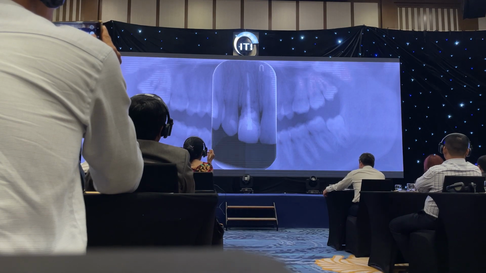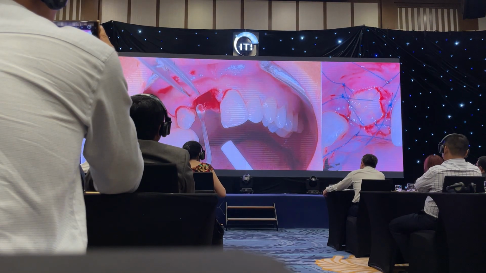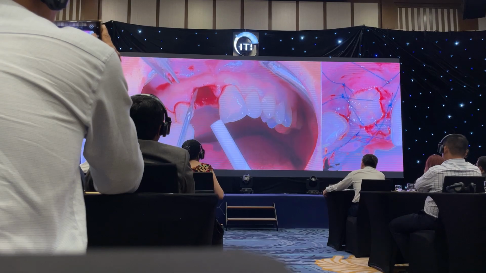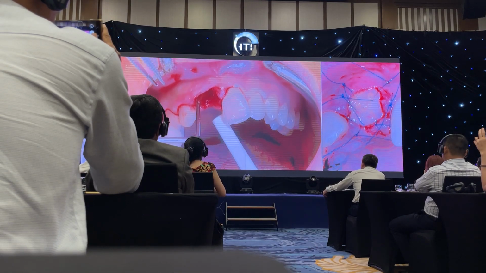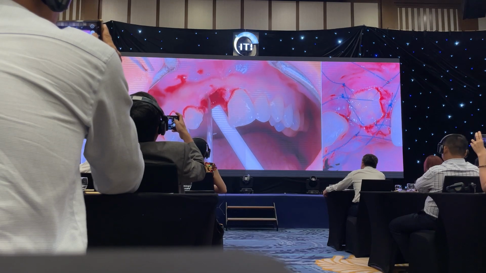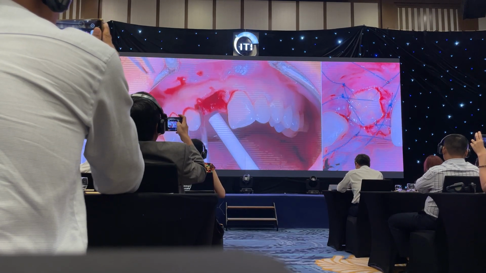This is another case, and I wanted to show you a little bit the surgical technique and the video. So of course, all this starts with a careful extraction, with a minimally invasive extraction, and with a proper cleaning of the socket, proper debridement.